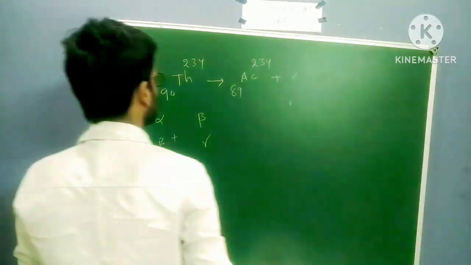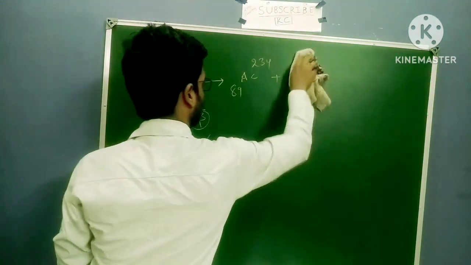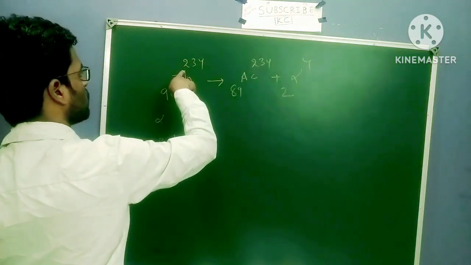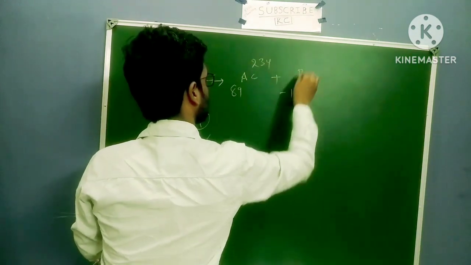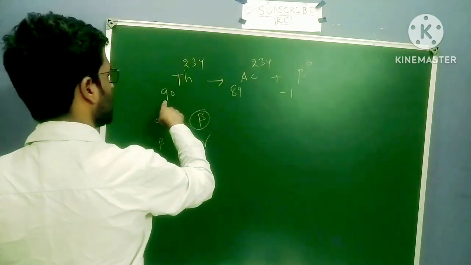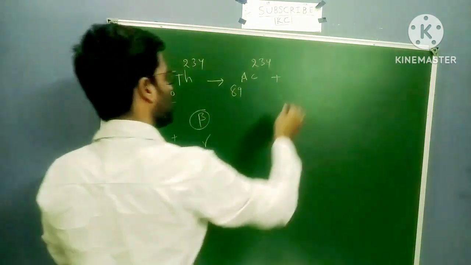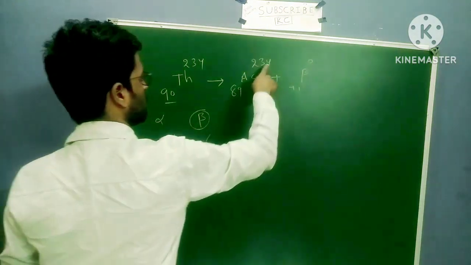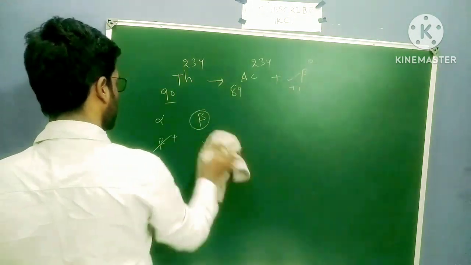Acha. Suppose I take alpha 2 4: 234 plus 4 equals 238, but here it is 234, so alpha is not the answer. Next, beta minus 1 0: 234 plus 0 is 234, it is okay, but 89 minus 1 is 88, and here it is 90, so this is not the answer. Next, positron, beta plus 1 0: 89 plus 1 is 90, 234 plus 0 is 234, so positron is the correct option.